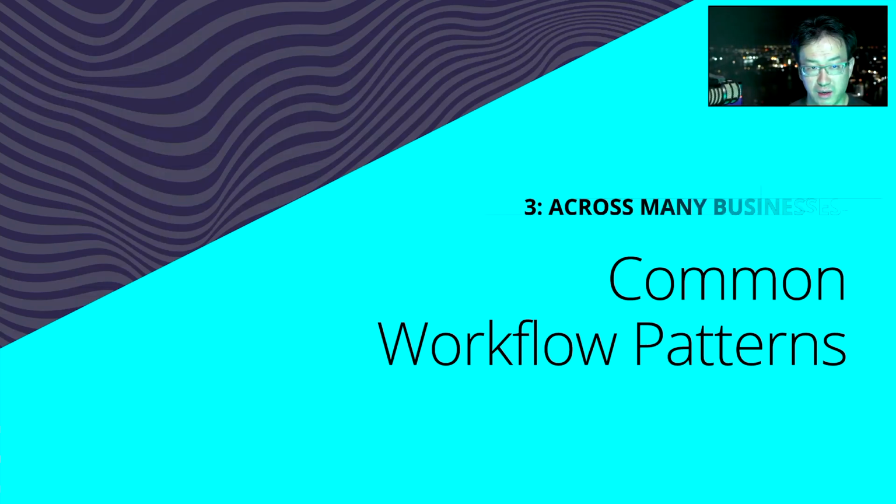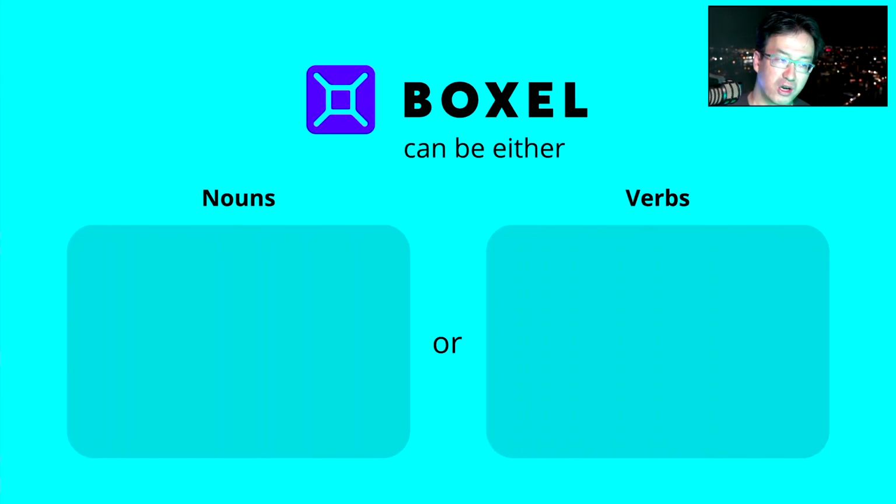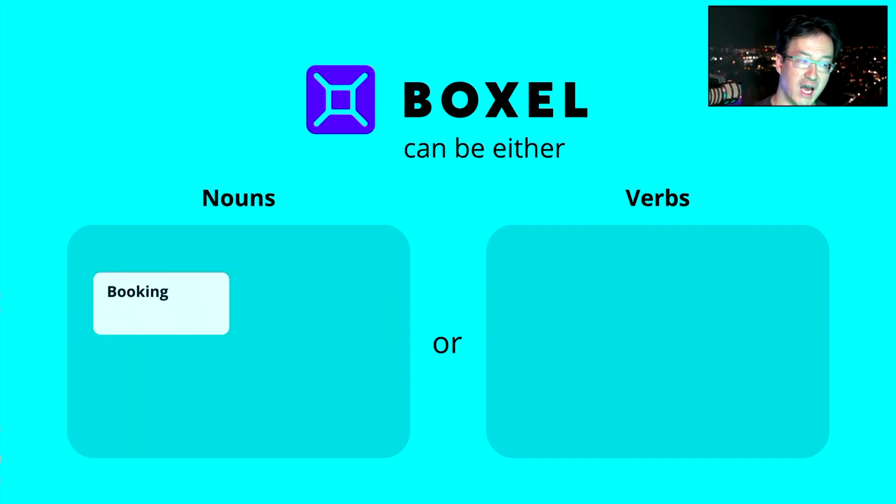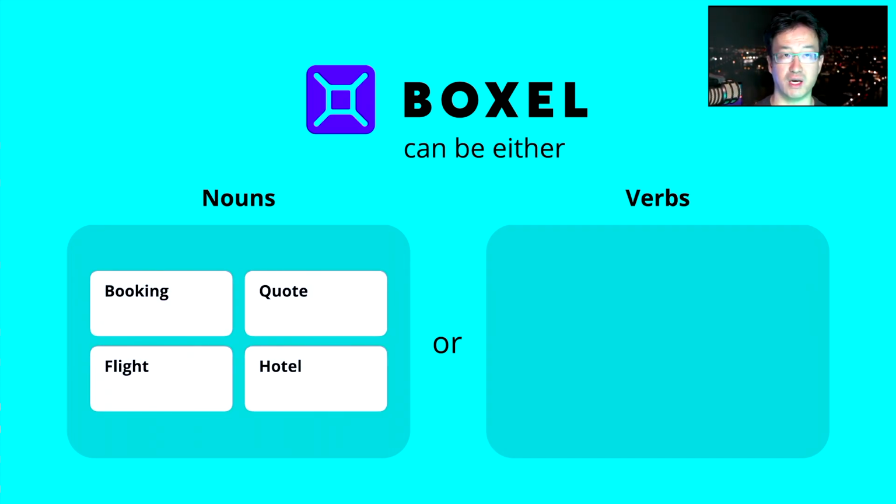Now, with this protocol in place, what we're coordinating is not just workflow between two businesses. We can do workflow across many businesses that kind of roughly agree on these basic vocabularies. Because Boxel, as a concept, as a building block, is organized into nouns and verbs. Nouns would be like a booking, a quote, a flight, a hotel. Things that represent a thing. A verb would be what you can do with those things.